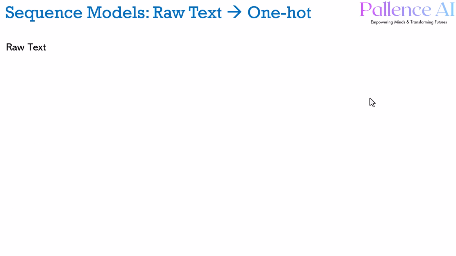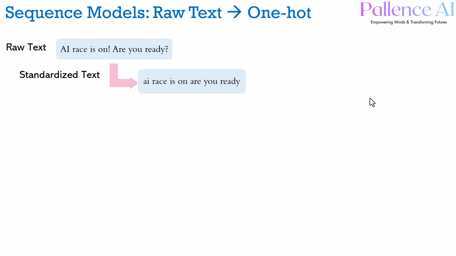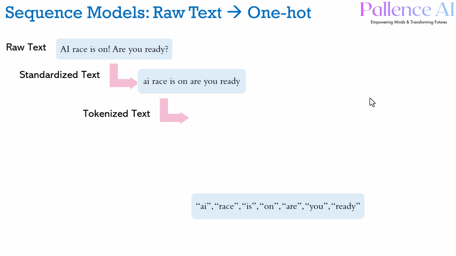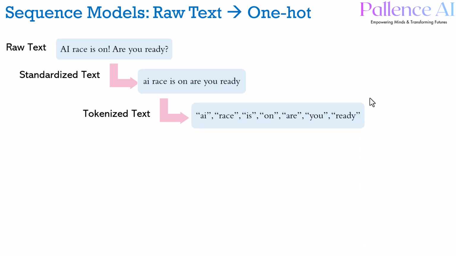Let me explain. So let's take a simple sentence. This is the raw text: "AI race is on. Are you ready?" Let's take this simple text and standardize it. What do we mean by standardizing? As I explained before, in this case we convert everything to lowercase and remove the punctuation. Let's keep it simple. Then we tokenize, meaning we break this into individual words. We're going to do word level tokenization. So AI is a separate word, race, is, on, are, you, ready. So we have 7 words, 7 tokens.